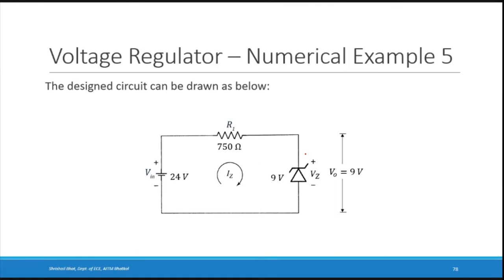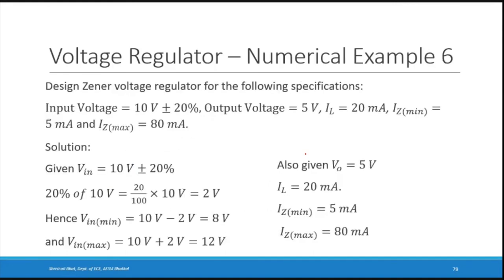Now, if load current is given, then you have to mention that load resistance. You have to include that load resistance. So we will do that next. So take that example. This is another example.